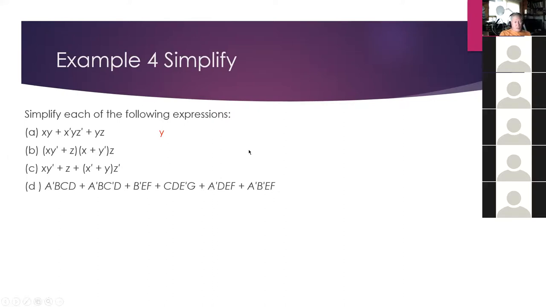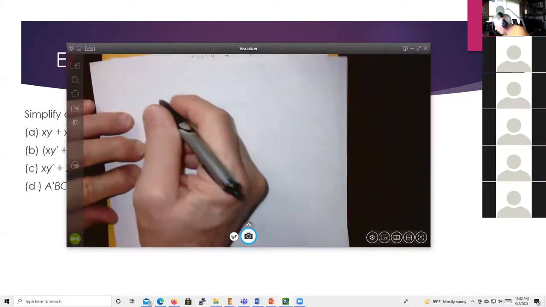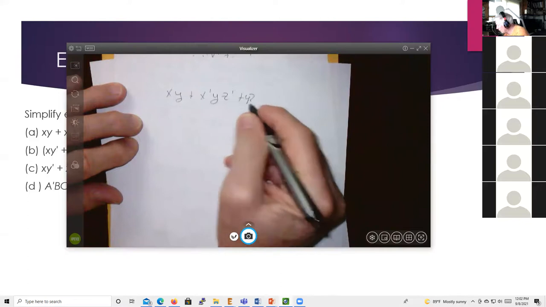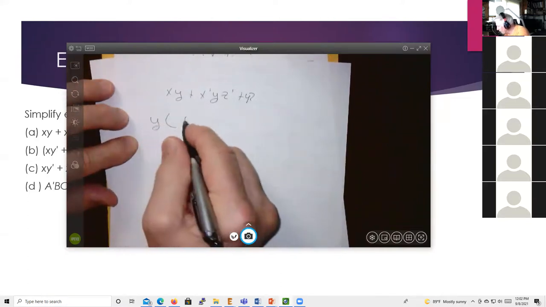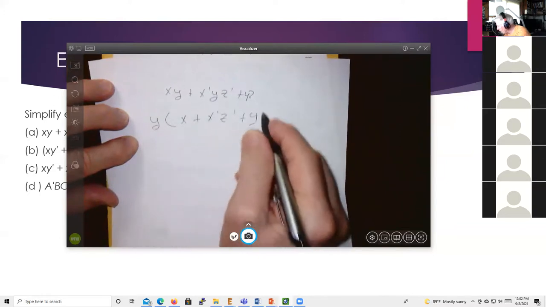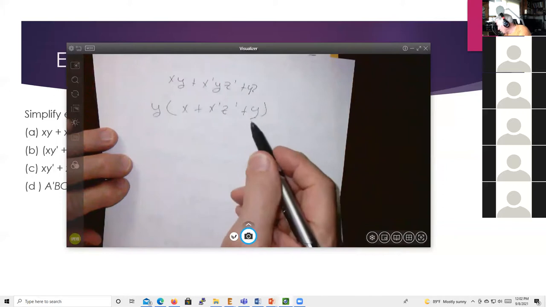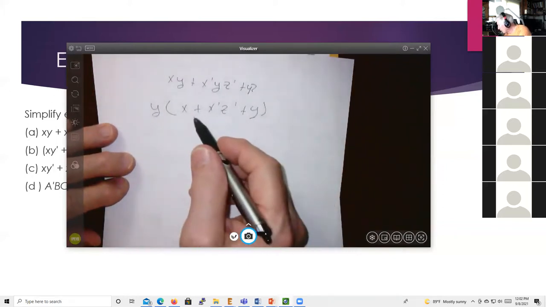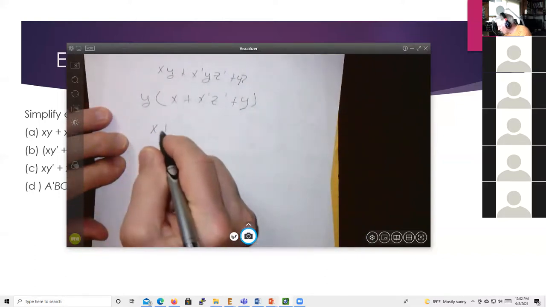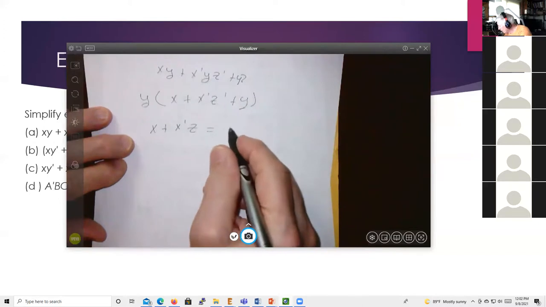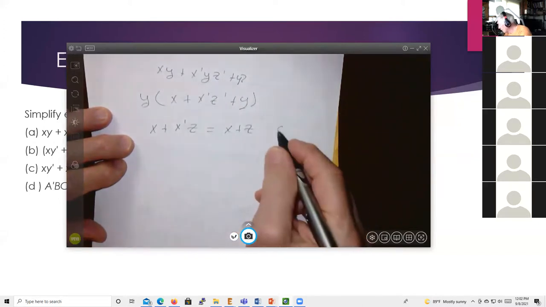I'll show you that that's really true, even though it looks like it's bogus. So let me do that. If we write xy plus x prime yz prime plus yz, and factor out the y, we have y times (x plus x prime z prime plus z). Okay, now it's a little harder to see here, but if you think about this, we have x plus x prime z equals x plus z. Okay, so that's S2.